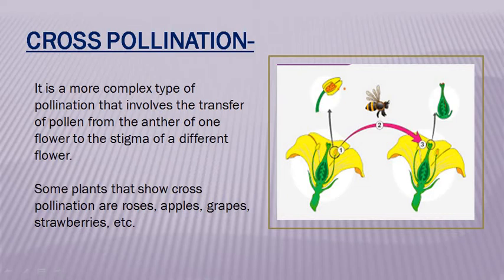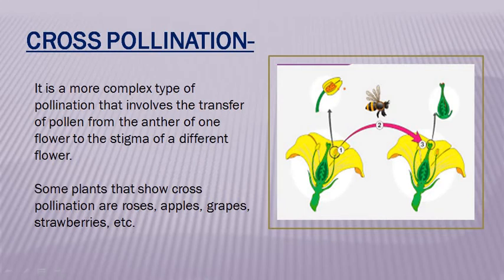This is cross pollination, but the flowers should be of the same species. Means, if the rose flower pollen falls on a hibiscus flower stigma, that will not take place. Continue with the process of pollination. So for pollination, it is important that the transfer of pollen occurs between the same species.